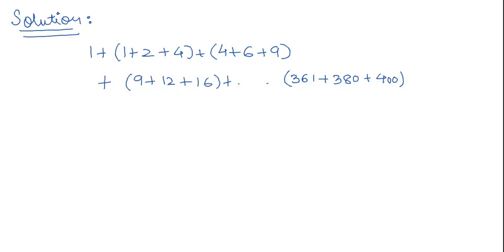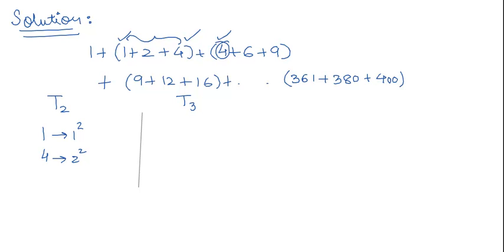And how can we find this? Let us see. Let us take the second term. Here we can see that the first term and the third term are both squares of a number, like 1 is the square of 1 and 4 is the square of 2. Similarly, for the third term, the first part will be 4 and the third will be 9, and 4 is nothing but the square of 2, so it is 2 square, and 9 is the square of 3, so it's 3 square. So we can observe the pattern.